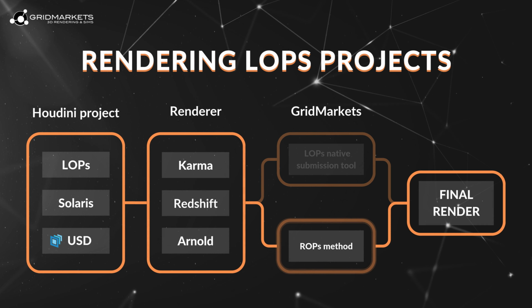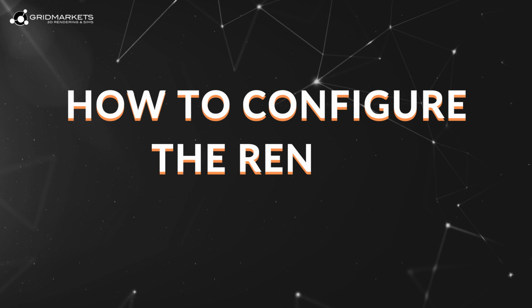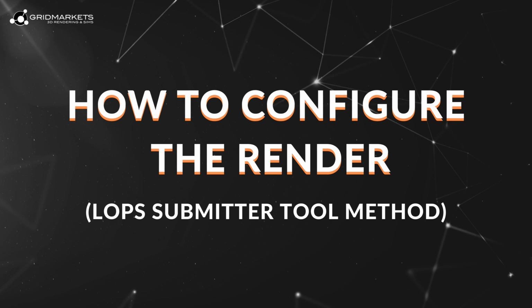However, if neither of these methods work for your scene, then you can fall back to USD submission with the GridMarkets Render Submit node within the ROPs context. If you want to see how this alternative works, check out the video linked in the description or visit our tutorial page, where you'll find a dedicated section. How to configure the render.